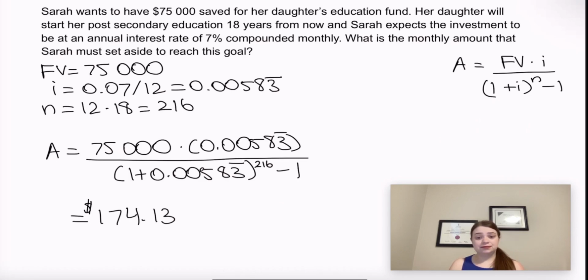And this is good. This is pretty realistic. $174 a month is a lot more realistic for most people than that 3,000 number we saw earlier. And also the 7% annual interest rate is a pretty decent estimate as well. I think that's a pretty realistic annual interest rate to calculate with.